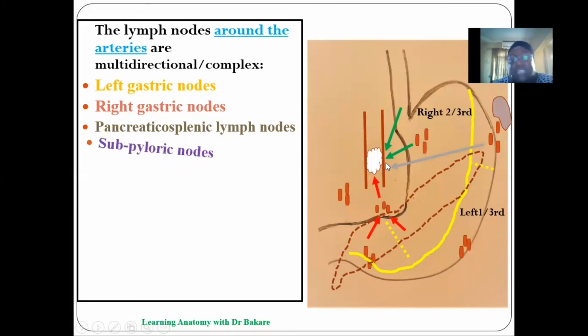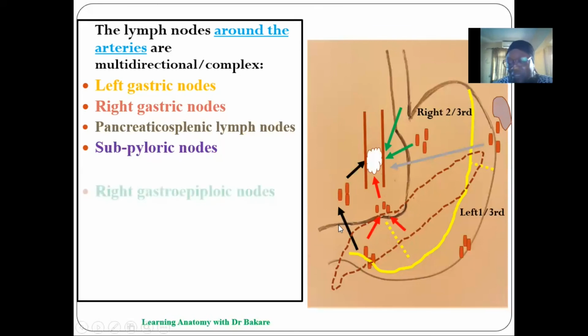Then the next one is the subpyloric lymph node. The subpyloric lymph node, we already say, is located below the pyloric region, and this is the subpyloric lymph node. And where it drains is the lower part of the pyloric region. So as it drains this region, where it empties into is the hepatic lymph node. So this empties into the hepatic lymph node. From the hepatic lymph node, it's emptied into the celiac lymph nodes.